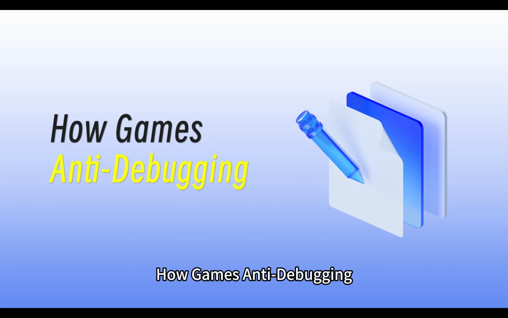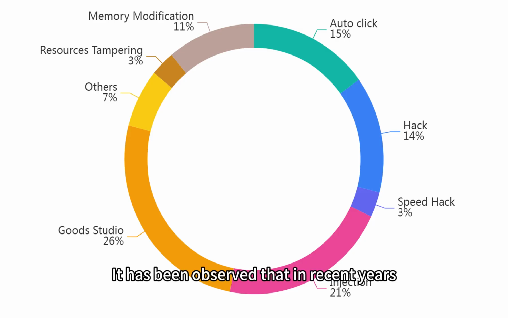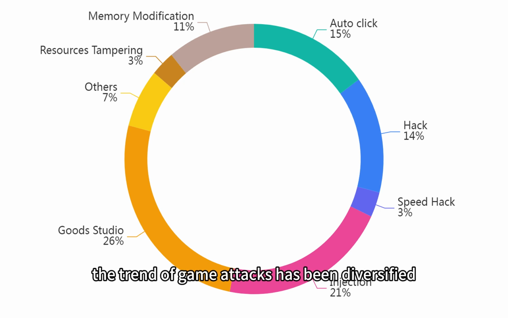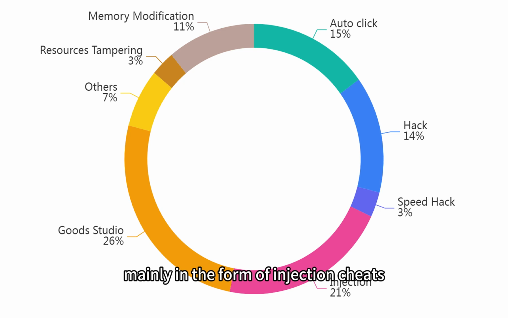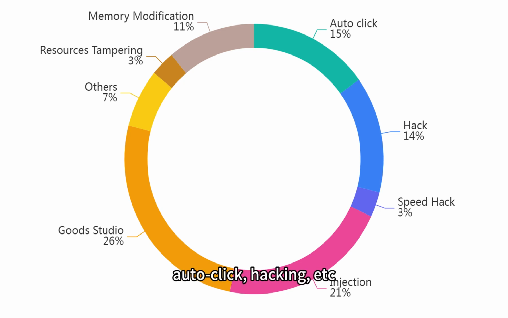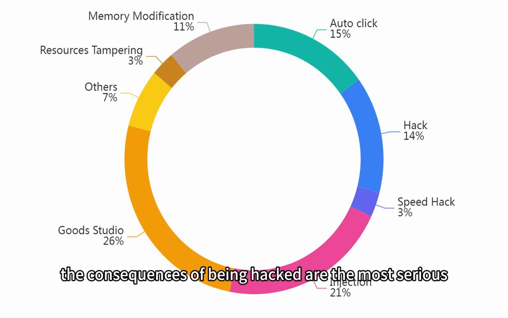How games anti-debugging. It has been observed that in recent years, the trend of game attacks has been diversified, mainly in the form of injection cheats, memory modification cheats, auto-click, hacking, etc.